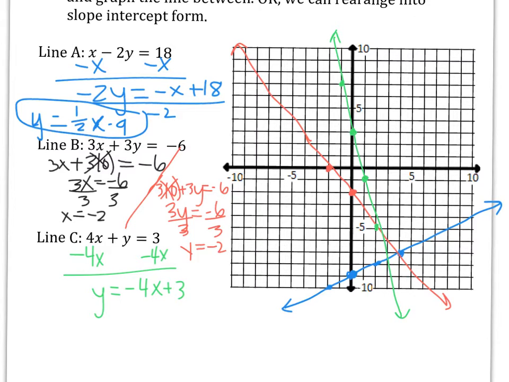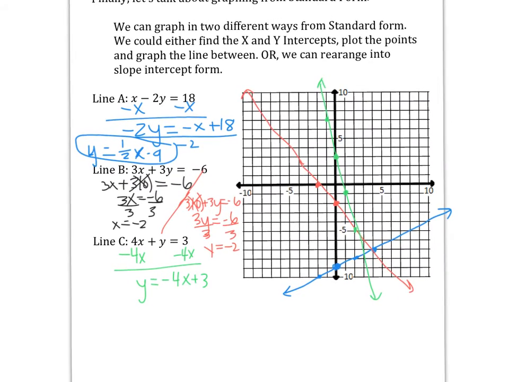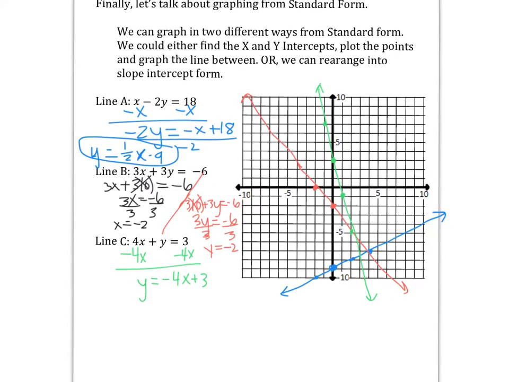And again, this was graphing in standard form, where, like examples for lines A and C, we rewrote to slope-intercept form, or like line B, we solve for the x and y intercepts when beginning in standard form. So a couple different options you can use to graph, and we can practice both different types to get some practice.